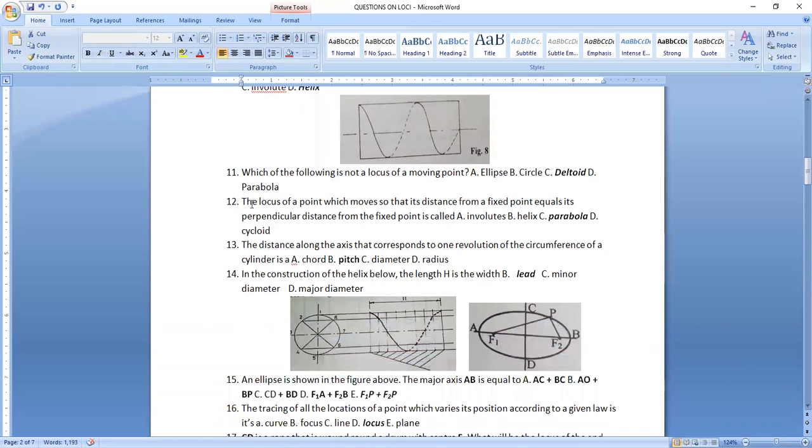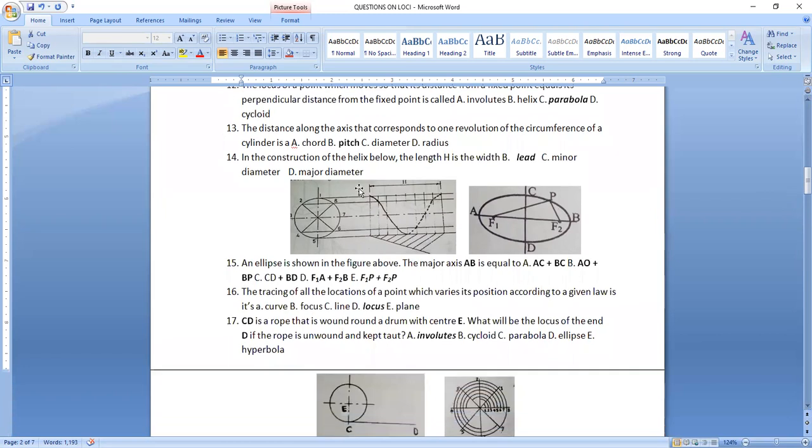Then we move to question 12, which says that the locus of a point which moves so that its distance from a fixed point equals its perpendicular distance from the fixed line is called a parabola. So that's talking about a parabola. Question 13. The distance along the axis that corresponds to 1 revolution of the circumference of a cylinder is a pitch. So distance from here to here is a pitch.